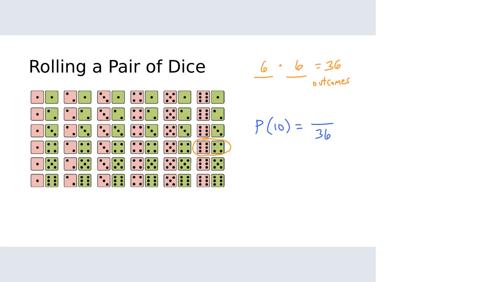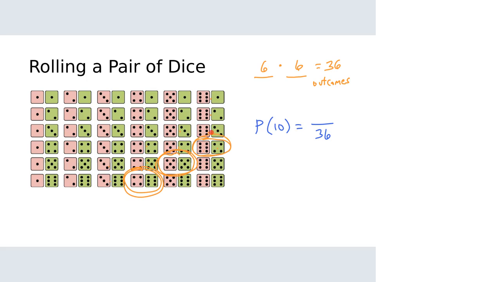And then that's 9, 8, 7, 11. Hey, here's a 10. 5 with 5 would make 10. And then 9, 8, 7. And then 4 with 6 would make a 10. And then that's 9, 8, 7. Okay, that's it. These three outcomes right here have a sum of 10.